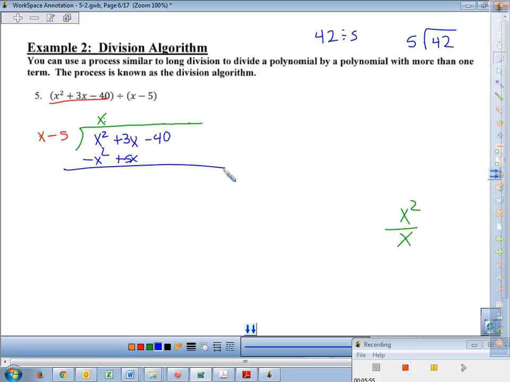And now I just add those together. Cool? I just add those together, and these go away. 3x plus 5x is how much? 8x. And then you just bring this minus 40 down. Awesome. It's just long division.